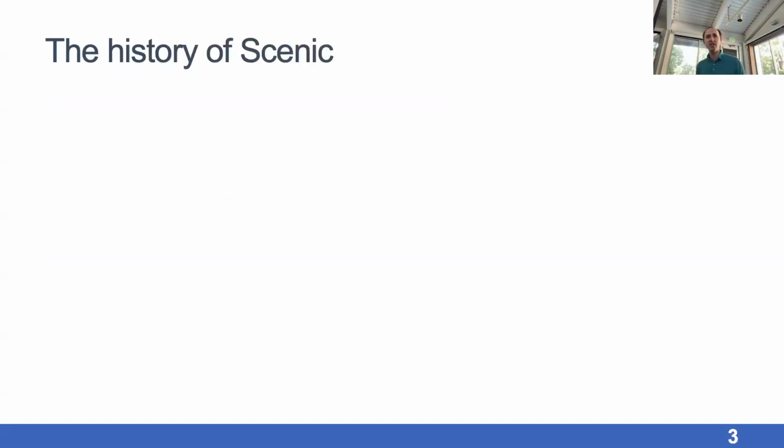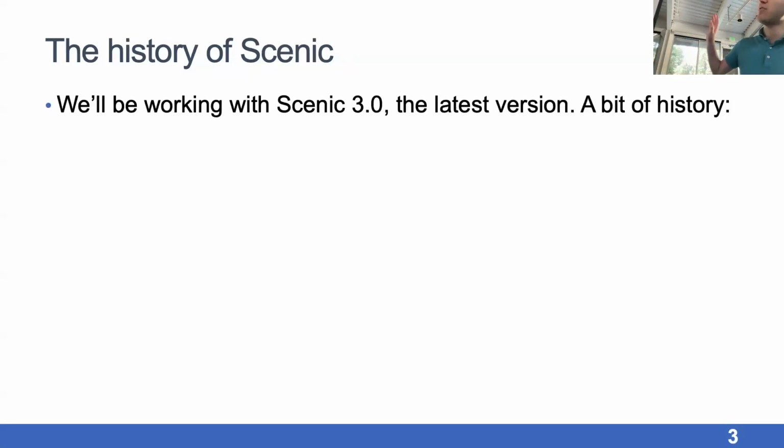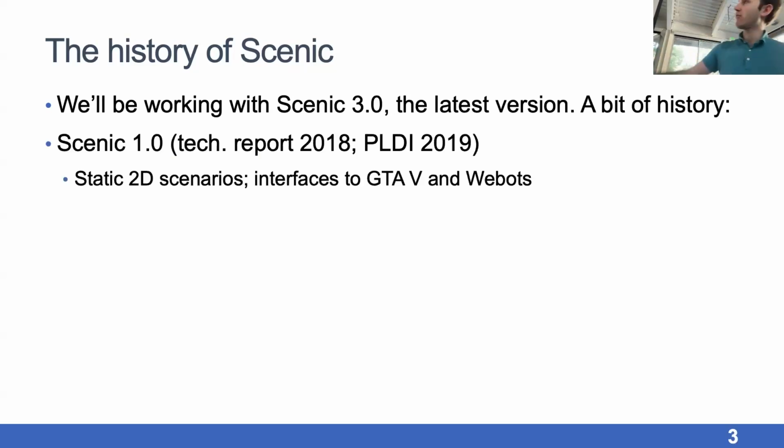So first, a very brief history of Scenic, because if you read our papers, you'll see various different versions of the language, and the syntax has changed somewhat. So I just want to start to clarify that a little bit. We're going to be using Scenic 3, which is the latest version. In our first paper on Scenic 1, it was only able to do static scenarios and only really 2D scenarios. And the only simulators we had interfaces to at that time were GTA 5 and Webots.